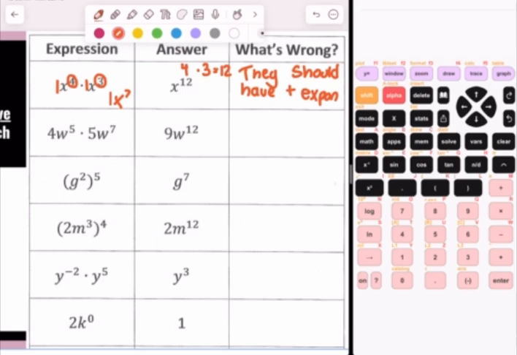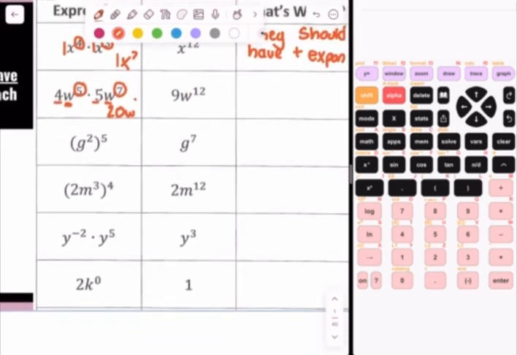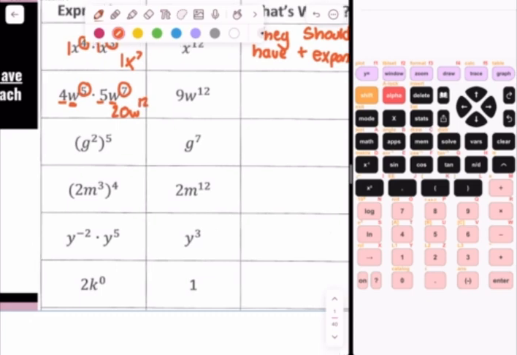All right, so let's look at the next one. When you're doing product rule again, when you're multiplying, you multiply the coefficients. 4 times 5 is 20. You keep the variable, so we keep w as w, and we add the exponents. 5 plus 7 is 12. Well, I see they did get the w to the 12, but they got 9.